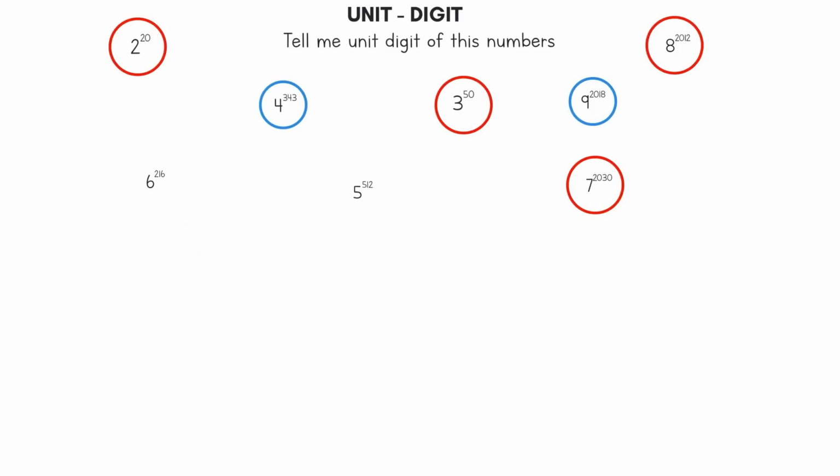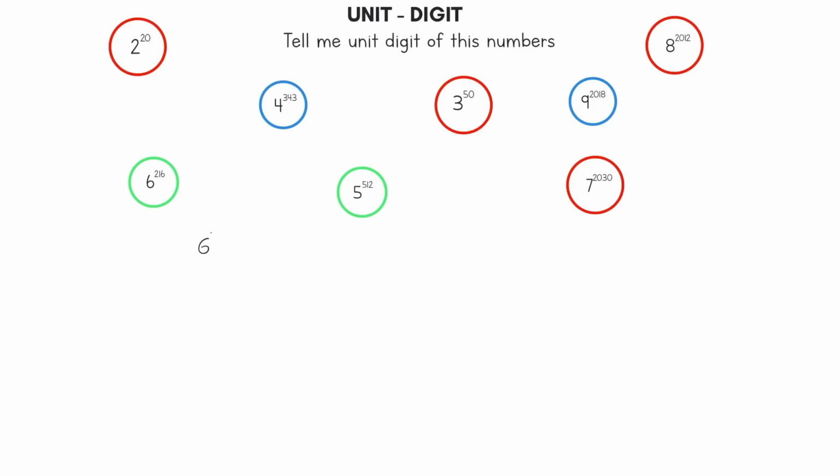Now let us check the cyclicity of the 2 remaining numbers here. One is 6 and the other one is 5. We put a green circle on both of them, which means both of them have the same cyclicity. What is actually their cyclicity? It is quite simple to understand.